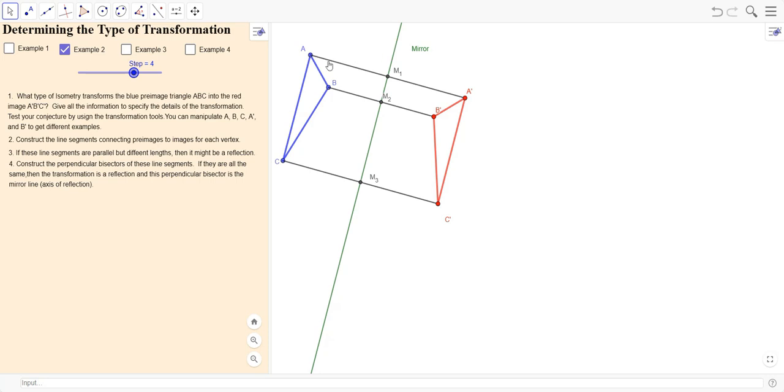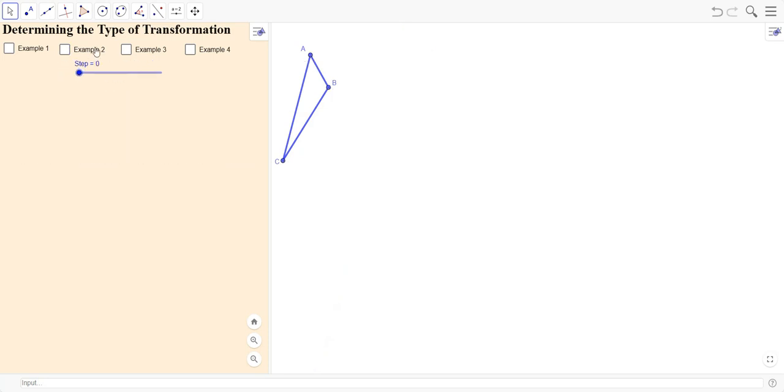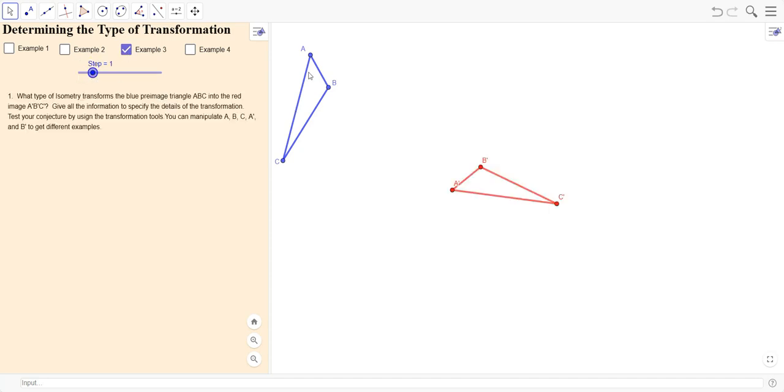So remember, if we have a translation, we just have to identify it by what the vector is. If it's a mirror, a reflection, we have to define that by the mirror line. Okay, how about example 3? You probably can guess what it's going to be. How do we get from here to here in a single transformation?